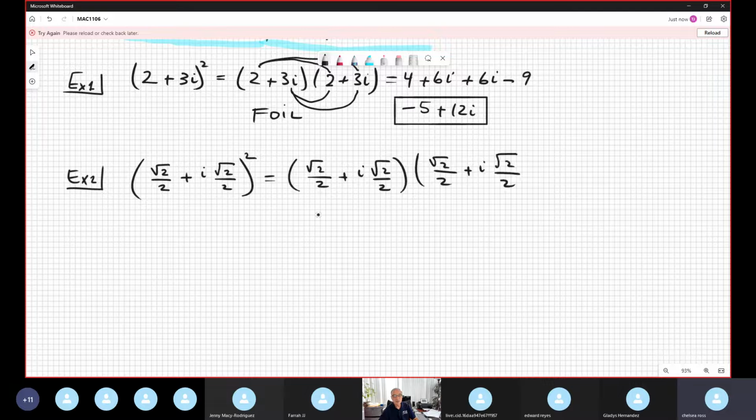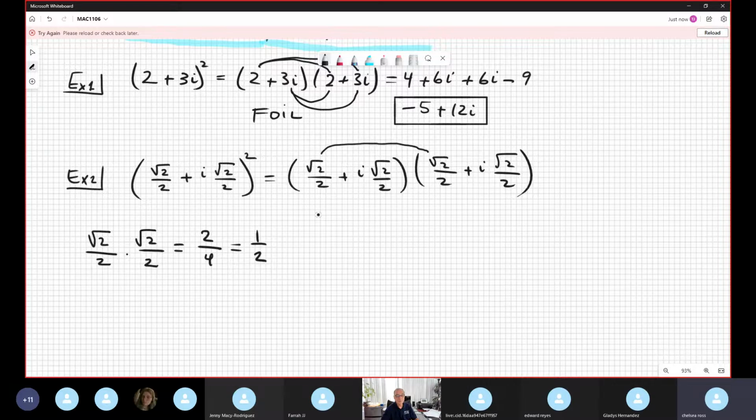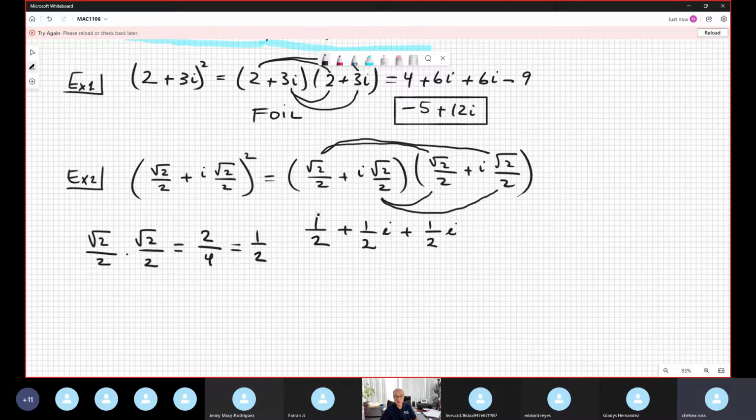plus i radical 2 over 2. And you foil. Radical 2 over 2 times radical 2 over 2. The rest is the same value, but include i or no. So radical 2 times radical 2 is radical 4, and radical 4 is 2, and 2 times 2 is 4. When you reduce to the lowest term, it is 1/2. Yes or no? So the first is 1/2. The outer is exactly the same, 1/2 again, because it's the same number, but with i. This and this is the same. This and that again is 1/2, but it's i squared. Yes or no?